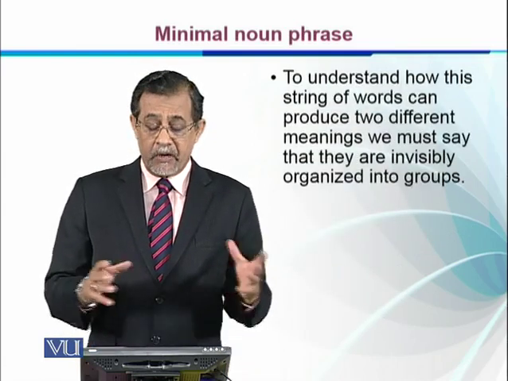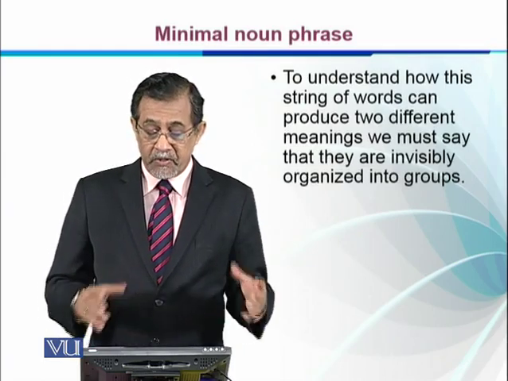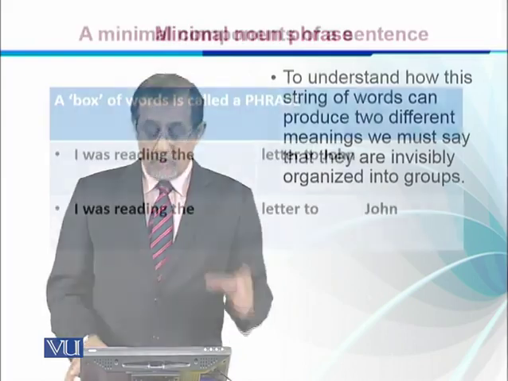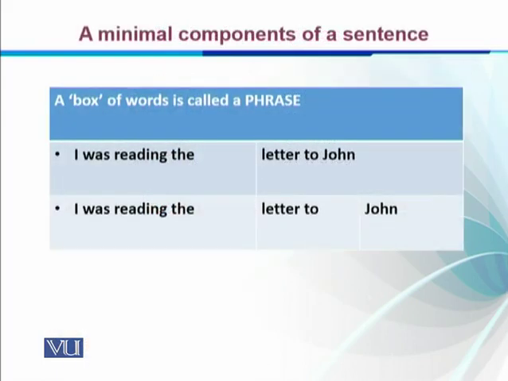To understand how a string of words can produce two different meanings, we must say that they are invisibly organized into groups. For example, if we make them into boxes, we can find the phrases. I was reading the letter to John. So letter to John is one box. I was reading the letter is one box and John is another. So why is there a difference of meaning, or structural ambiguity? Because the phrases are grouped in two ways. One, letter to John makes one meaning, and the other, letter makes one meaning and John makes another meaning.